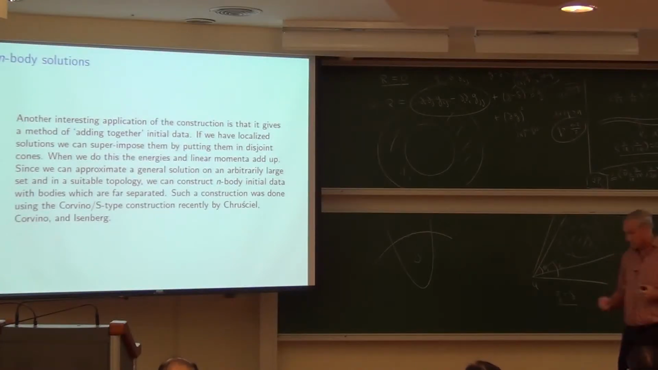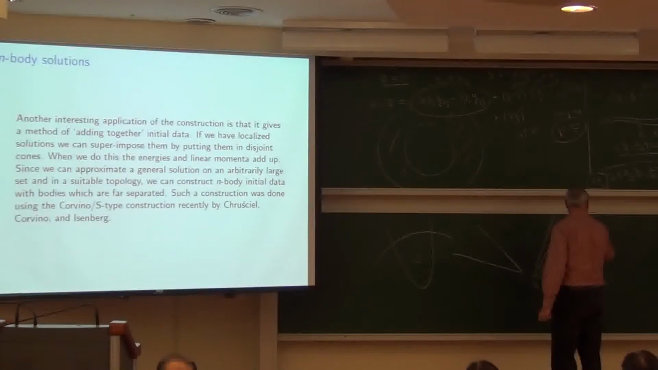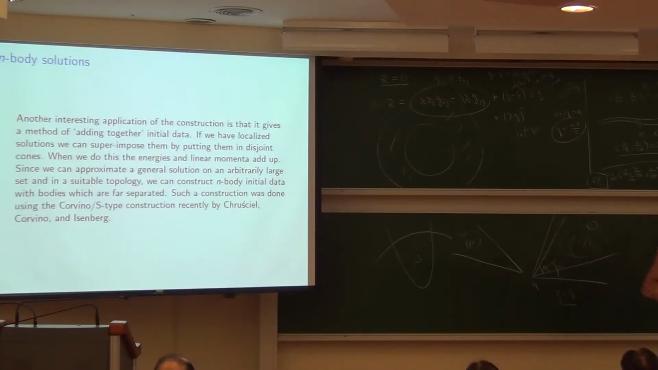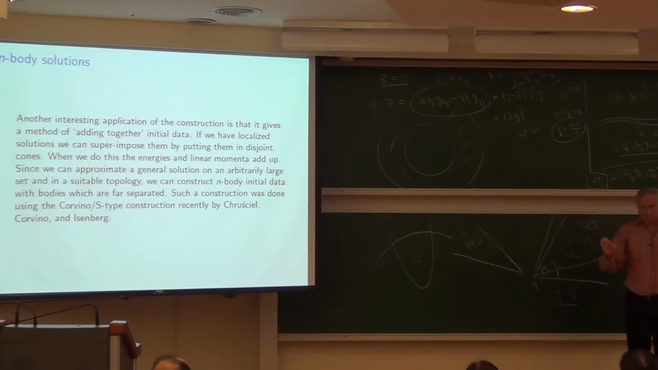However, what I can do is take one of them and approximate it by a solution supported in a small cone, and then take the other one and approximate it by a solution supported in another cone, and then put the cones together. So I get solution 1 here, and solution 2 there. And then of course, they're both Euclidean outside the union of the two cones, and so they fit together to form a nice smooth initial data set. I can make these solutions as smooth as I want, and they have disjoint support, so I can add them up.